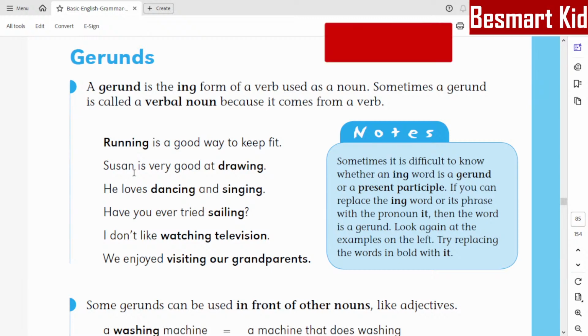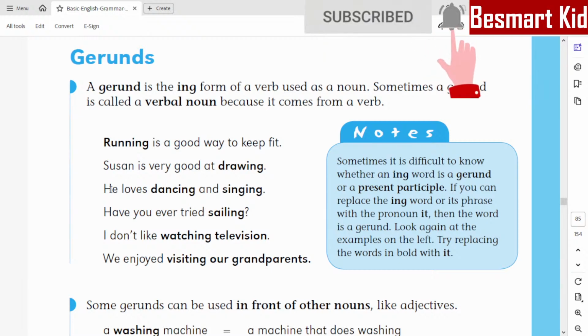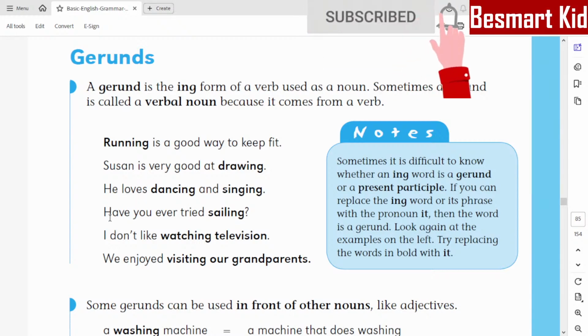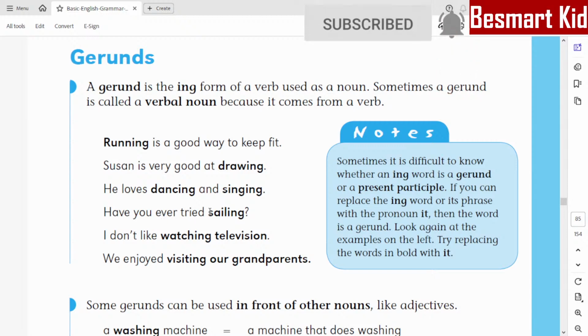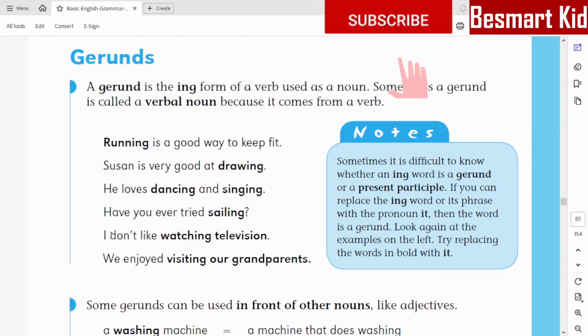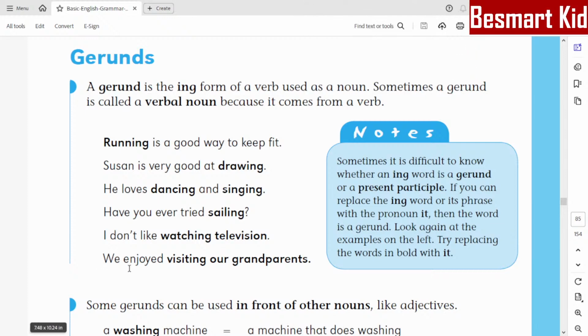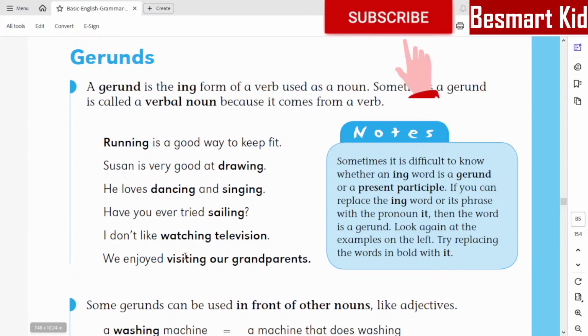Susan is very good at drawing. He loves dancing and singing. Have you ever tried sailing? I don't like watching television. We enjoyed visiting our grandparents.